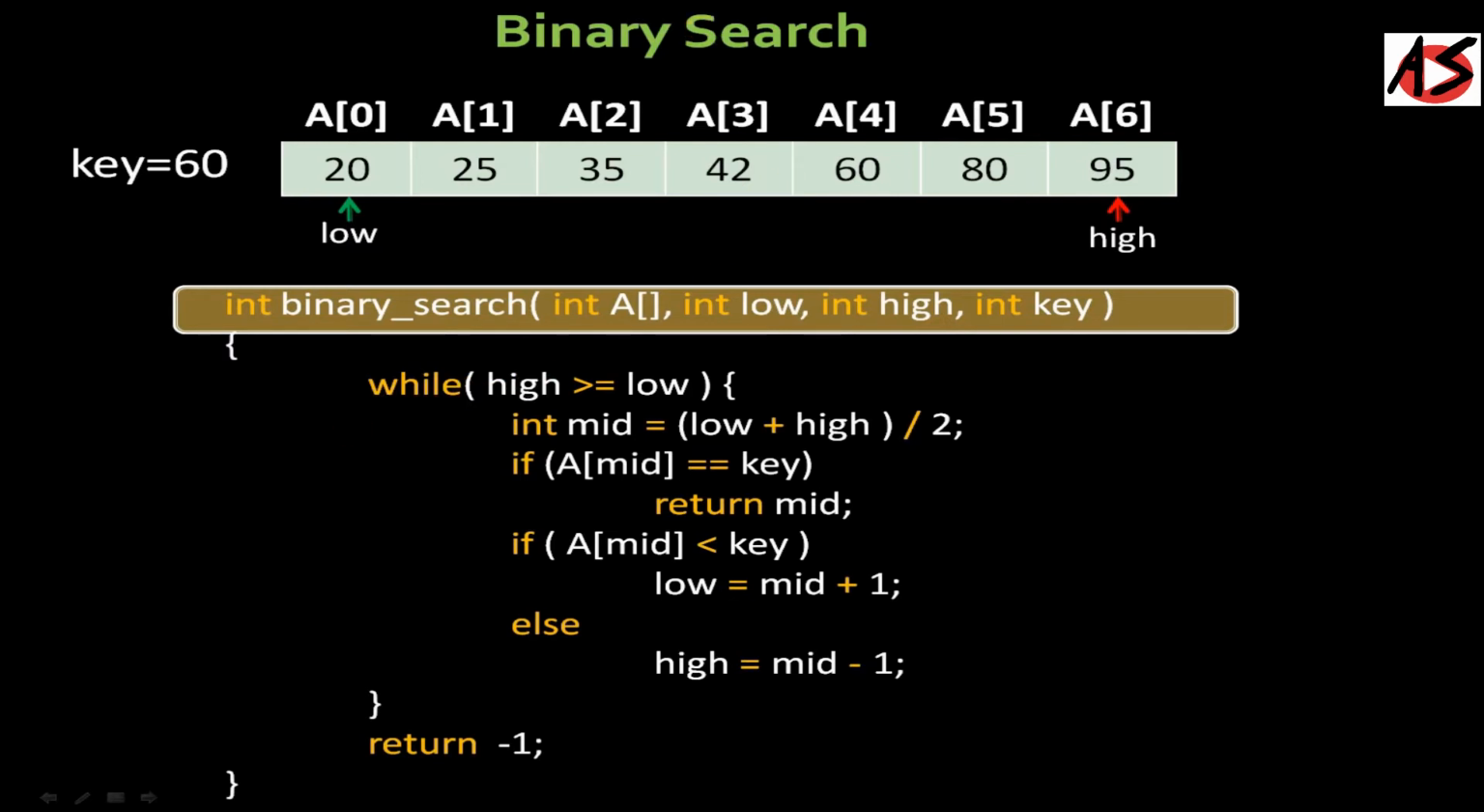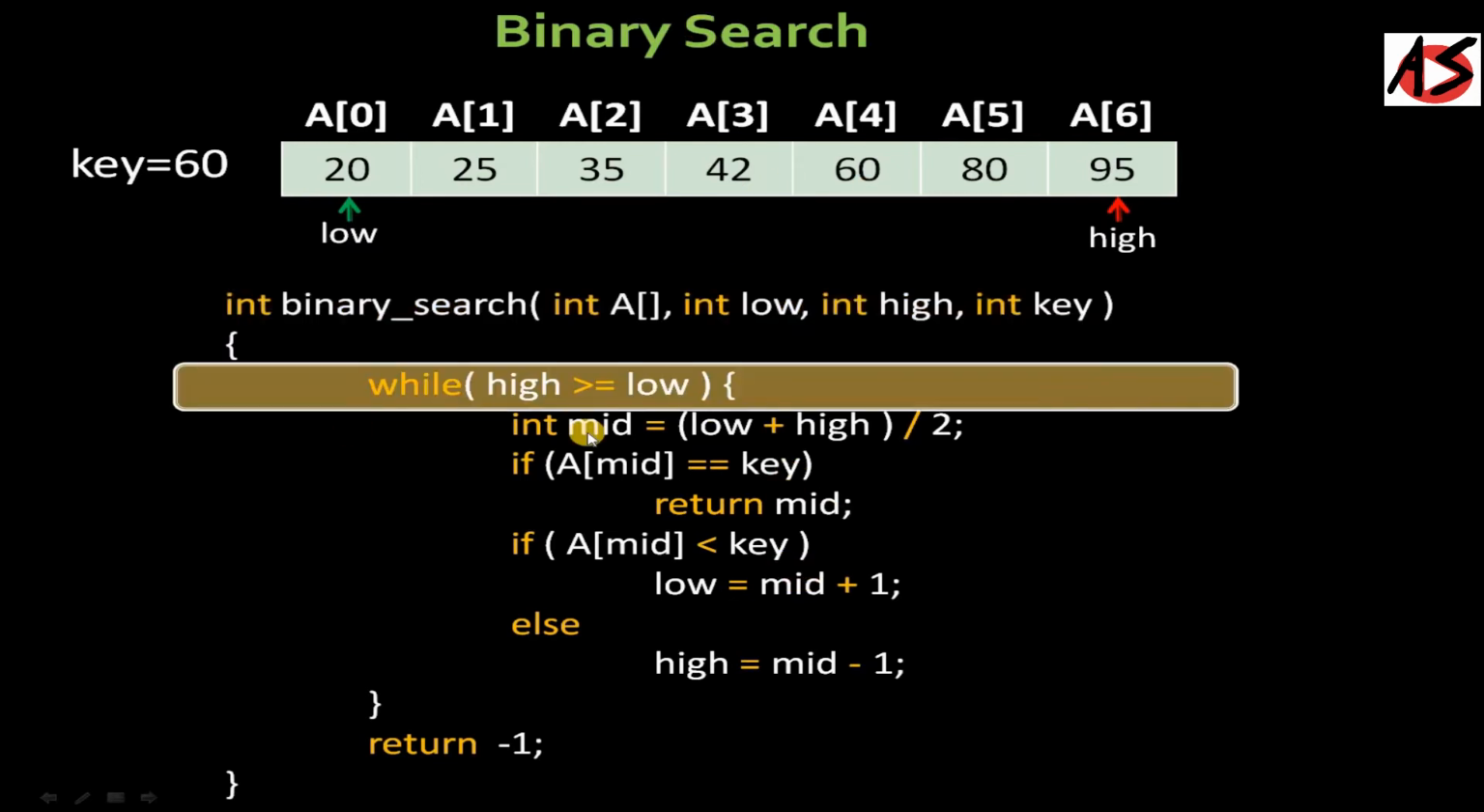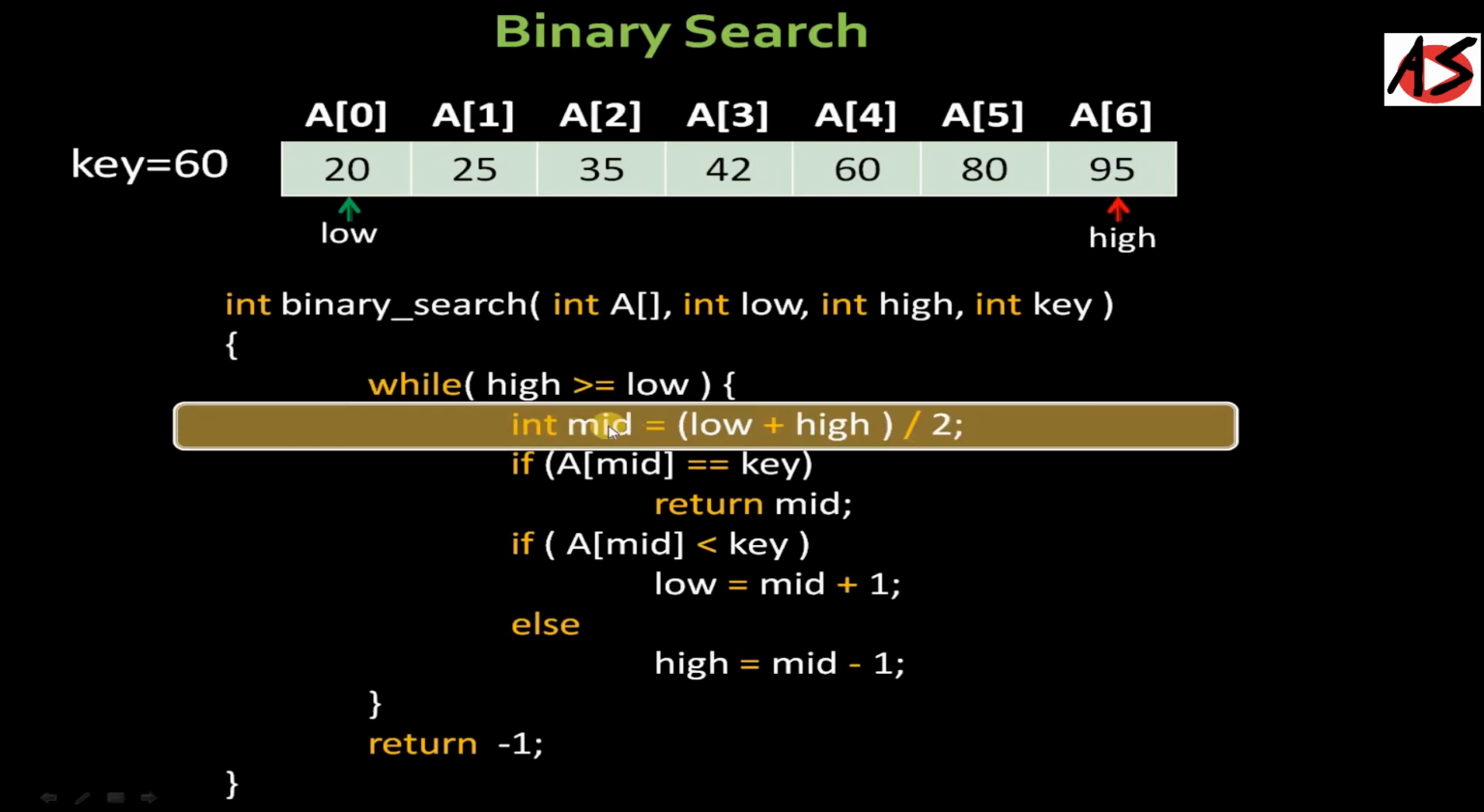Now you check the while loop condition. See here, high is greater than or equal to low. Here high is 6 and low is 0, so 6 is greater than 0. So your condition is true, and you take the variable mid equal to (low plus high) divided by 2. That means (0 plus 6) divided by 2, that is 3. So now your mid is at the third index in the array.